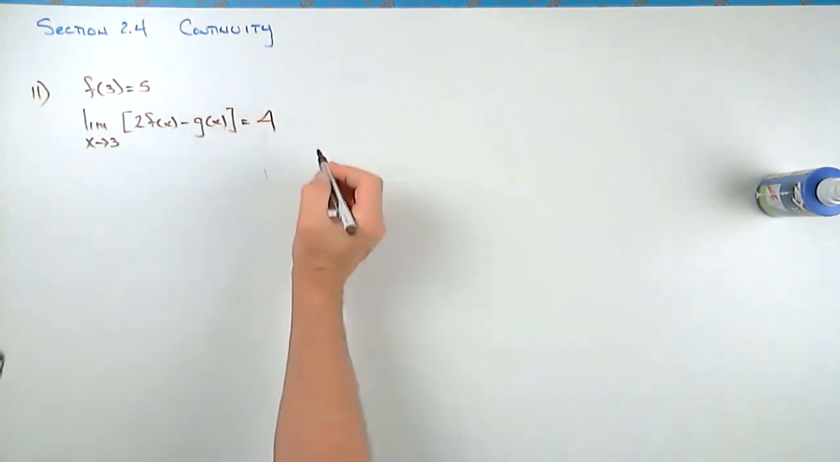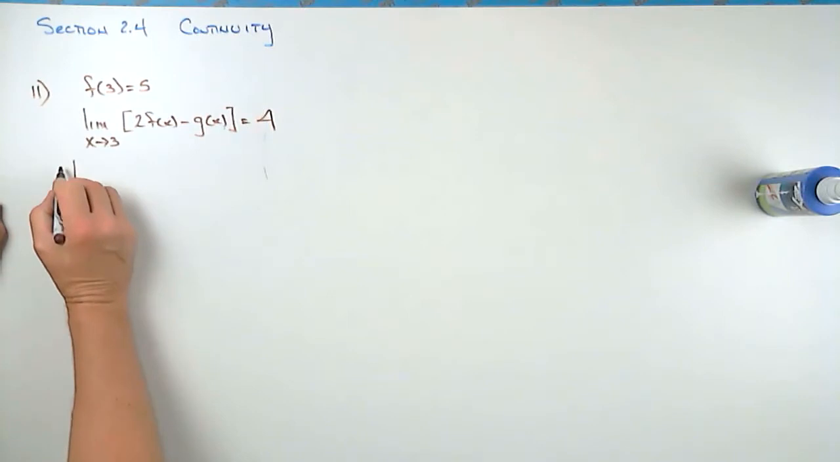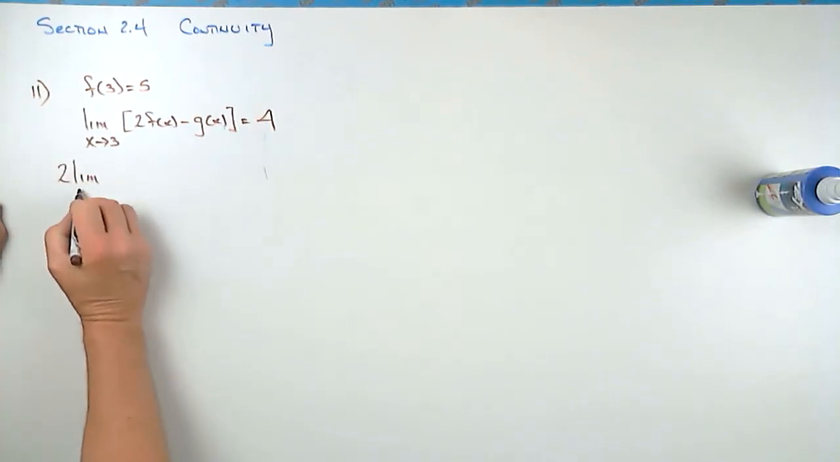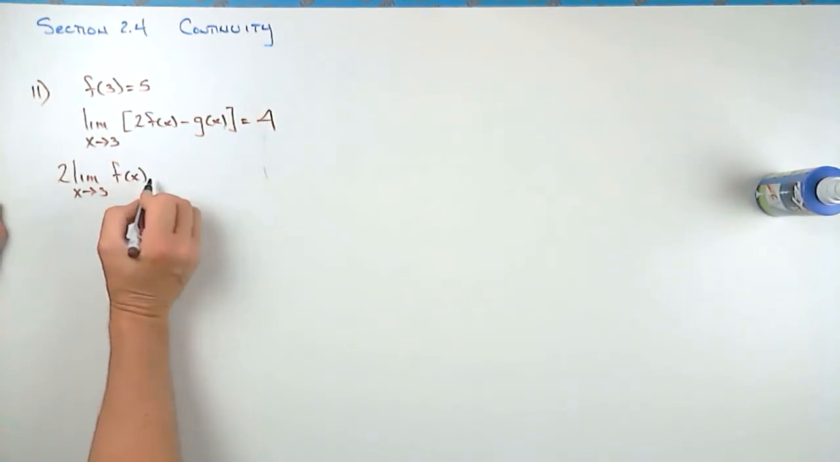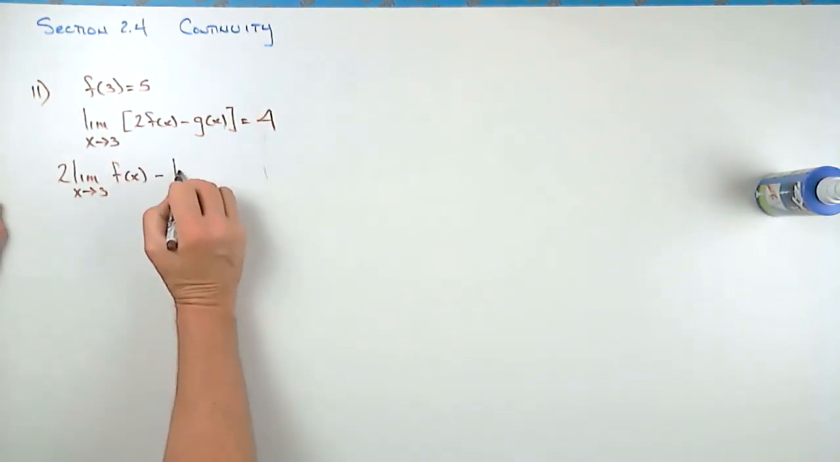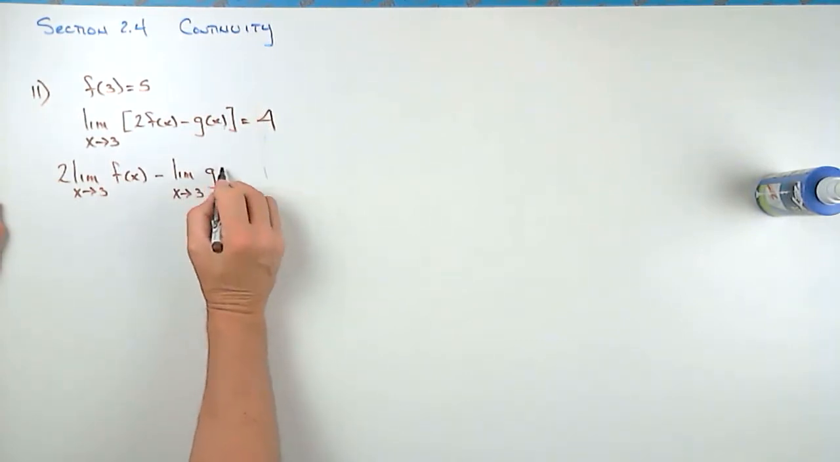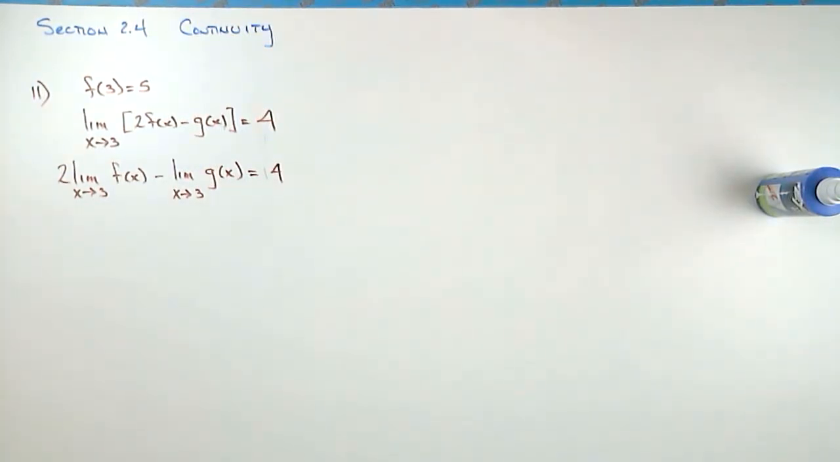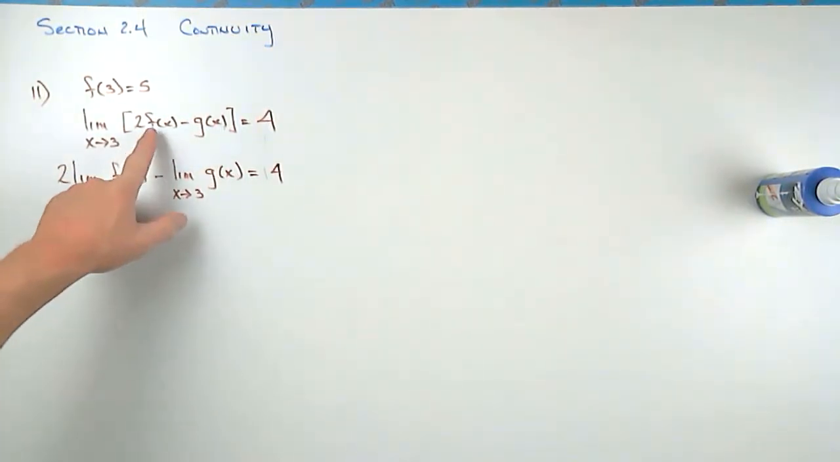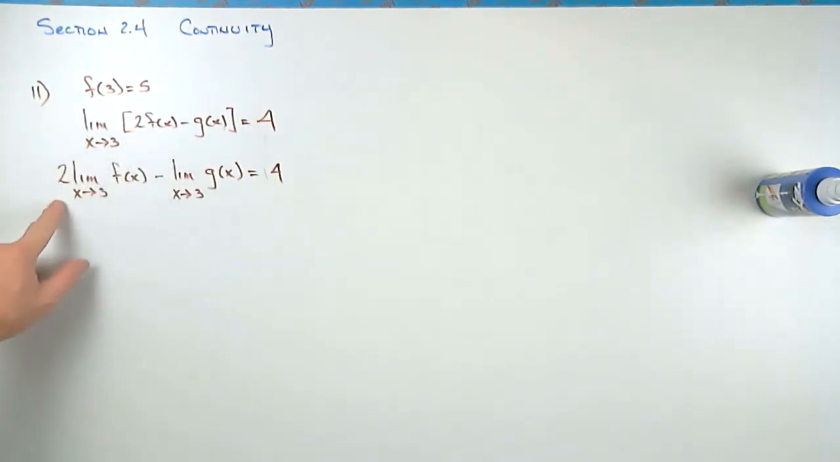All right. Now, what do we know? By our rules of limits, we know this is 2 times the limit as x approaches 3 of f of x minus the limit as x approaches 3 of g of x, and we know that equals 4. Okay, that's just using our limit laws. The limit of a function minus a function, we can subtract the limits. A constant times a function, we can put the constant out front. That's our limit laws.